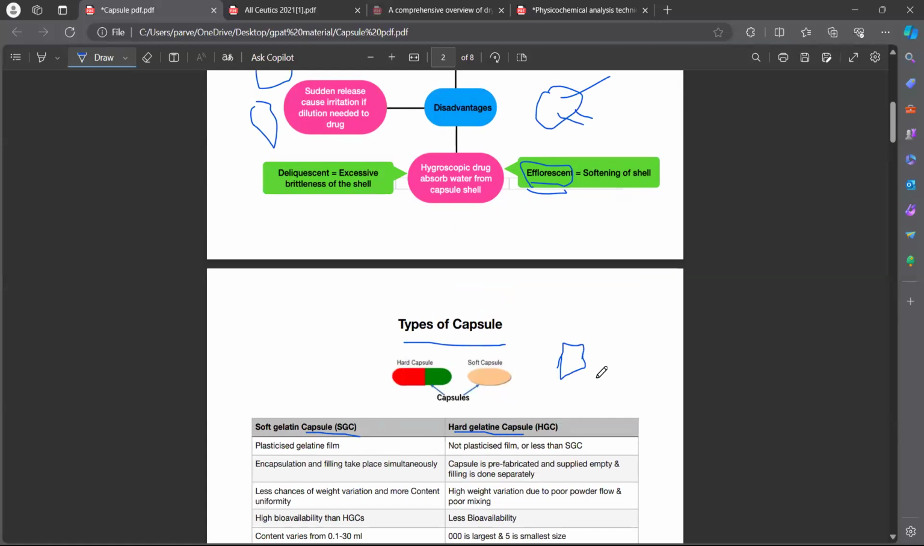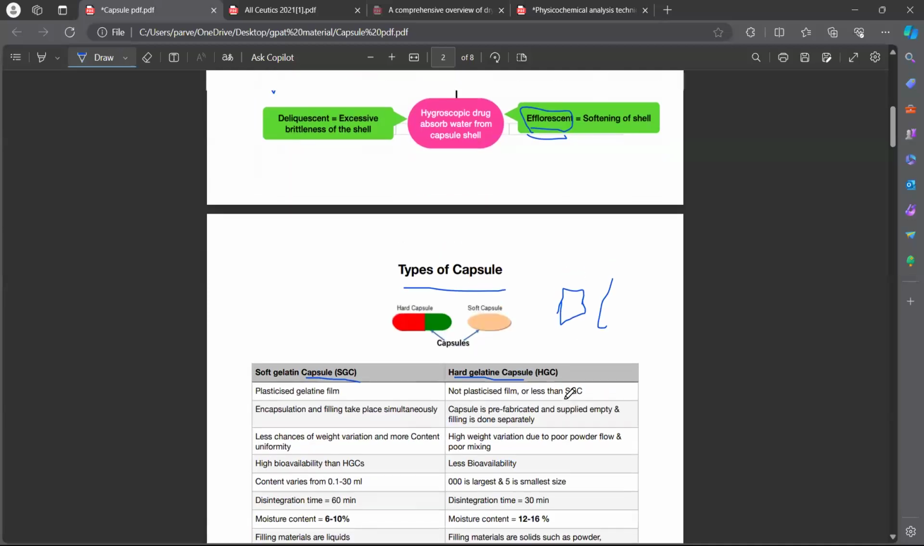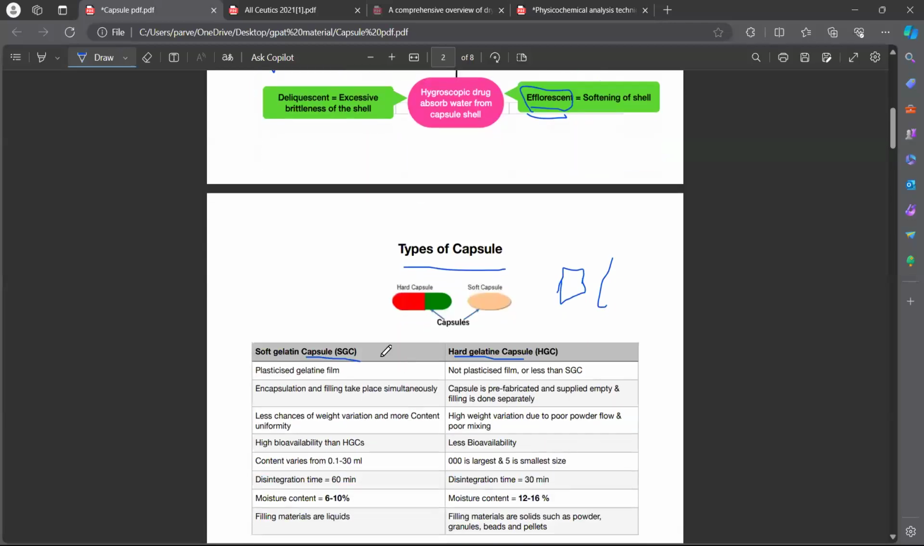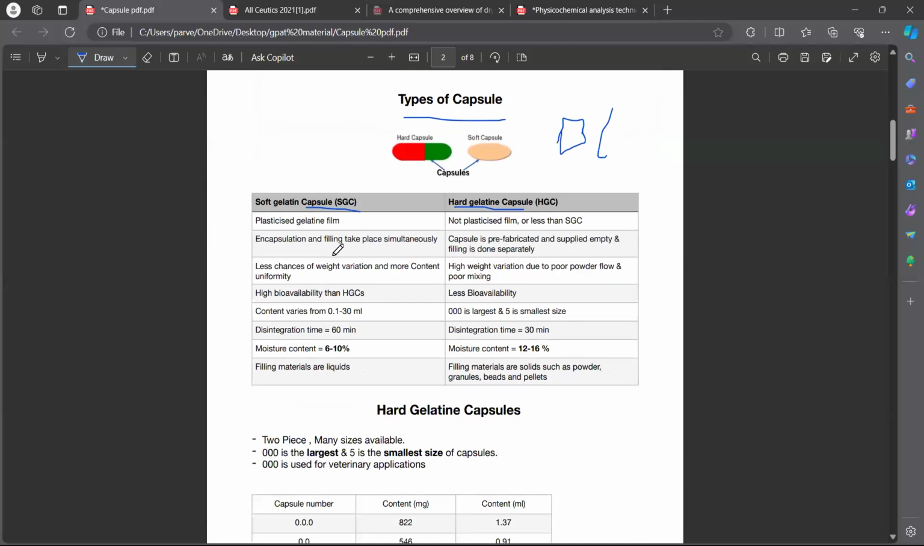The hard gelatin capsule consists of two parts, the body and the head. Generally, the height of the body is larger when compared to the head. The difference between the two capsules is very important, guys, because I think in NIPER 2023 they asked a question about the difference. Generally, soft gelatin capsule has a higher concentration of plasticizer when compared to hard gelatin capsule. Can anyone tell me the ratio of plasticizer to gelatin in the soft gelatin capsule? Do you know the ratio?